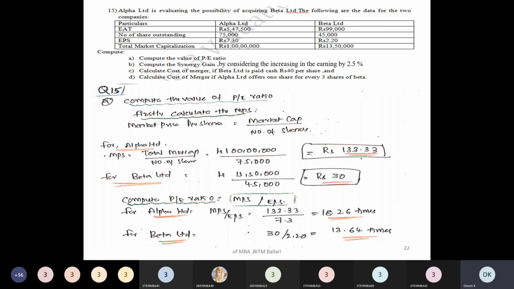Then similarly for the Beta Limited company, the market price per share is 30 divided by EPS of 2.20. 30 divided by 2.20, you will be getting 13.64, right? So that would be the PE ratio of the target company. So the first sub question is to calculate the PE ratio, as we have calculated here, for Alpha Limited as well as for Beta Limited.